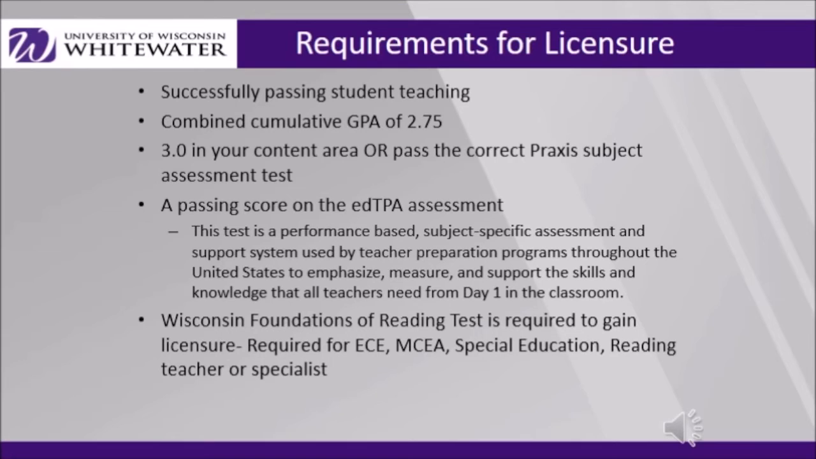Requirements for licensure. You need to successfully pass student teaching, earn a combined cumulative GPA of 2.75, achieve a 3.0 in your content area, or pass the correct Praxis Subject Assessment test. Have a passing score on the EdTPA assessment. This test is a performance-based, subject-specific assessment and support system used by teacher preparation programs throughout the United States to emphasize, measure, and support the skills and knowledge that all teachers need from day one in the classroom.